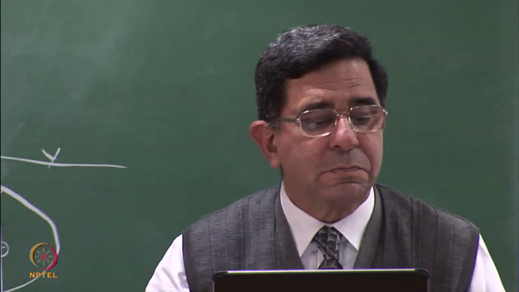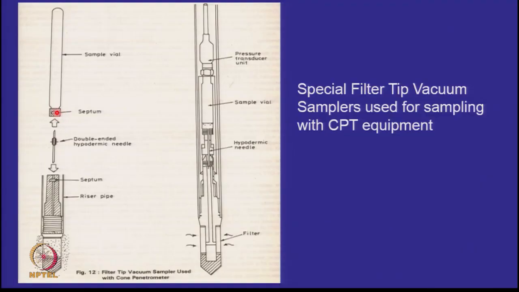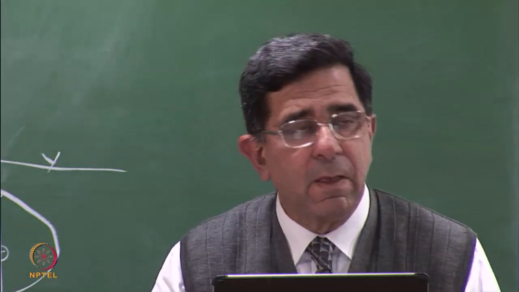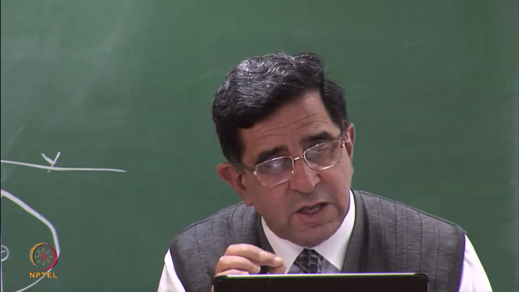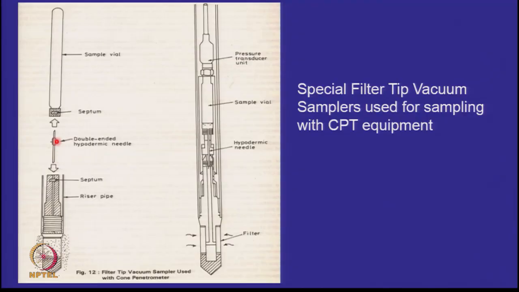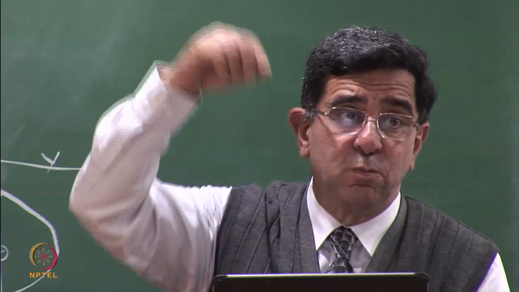There is a septum here and there is a septum here. When the cone is being pushed, this needle is not there and this sample vial is not there, it is outside. And the rod is hollow. You push the cone and take your readings of the cone penetration resistance and the friction ratio, skin friction and the pore pressures. When you reach the high permeability zone, you send in a needle, the same needle as you have in an injection, but it is pointing to both sides.